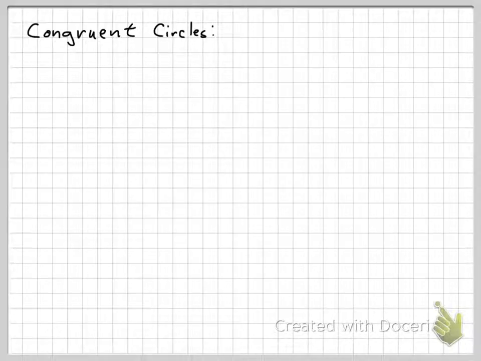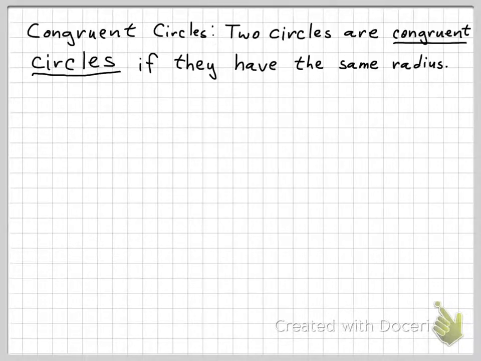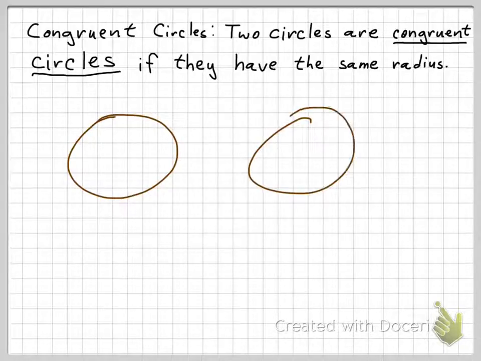Okay, and moving right along, we have the definition of congruent circles. Two circles are congruent circles if they have the same radius. So if you have a circle here, and they both have, say, a 10-inch radius, then they are congruent circles, or equal circles, basically the same circle.